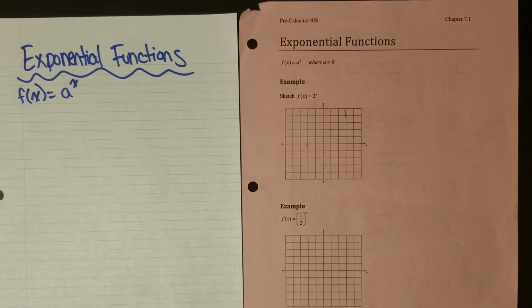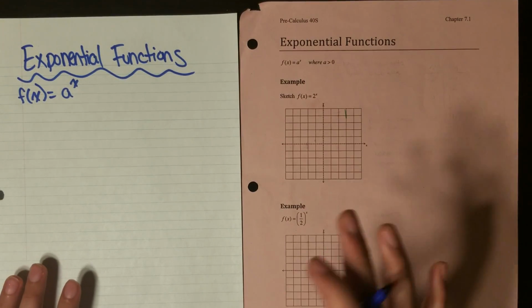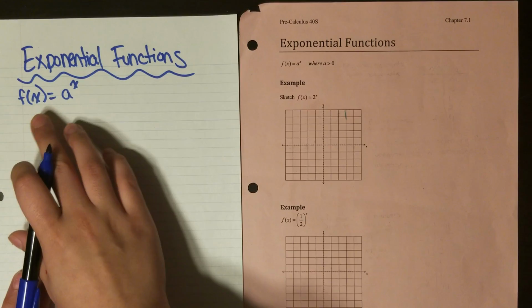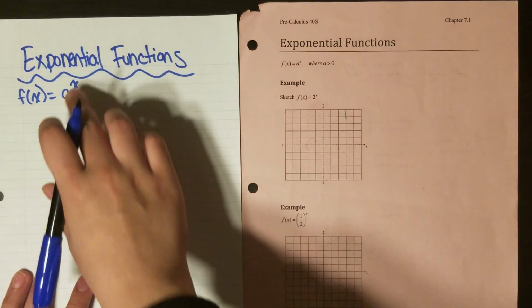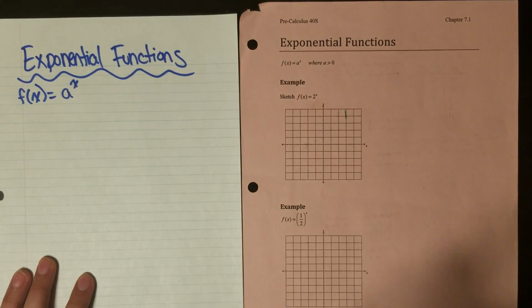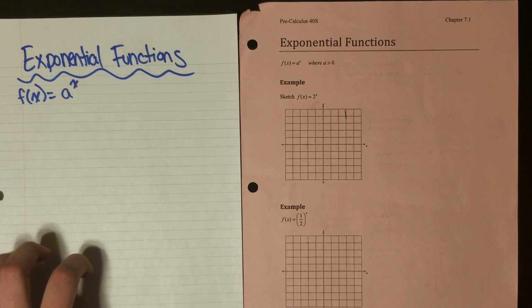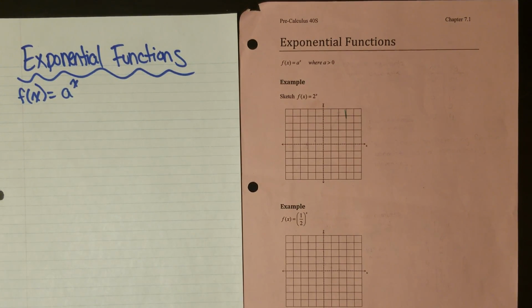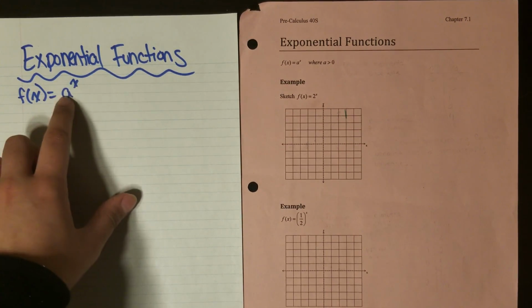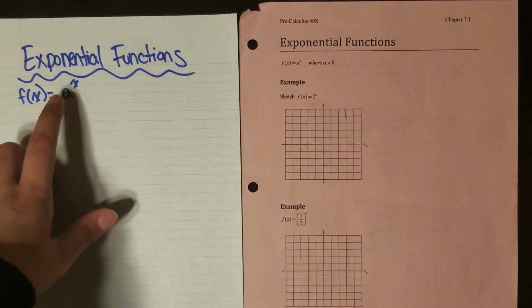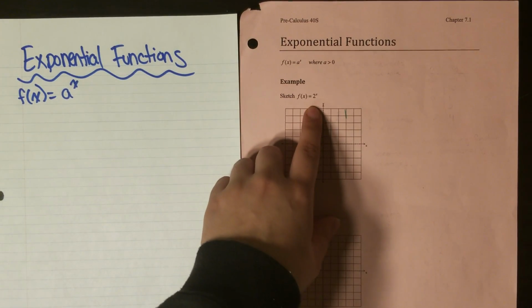Okay, so graphing exponential functions. When we have an equation like f of x equals a to the exponent of x, there's an exponent on that equation, so we can call it an exponential function. And for our first example, our a value is going to be greater than 0. It's going to be 2.